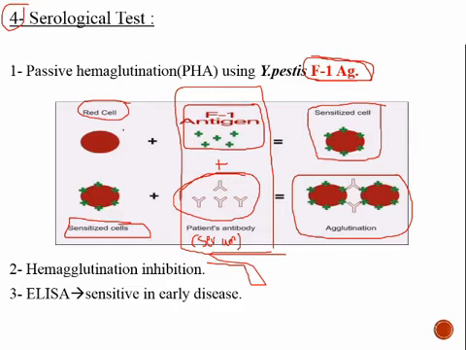So to make this reaction for sure visible, I attach my antigen to the surface of red blood cells like this, and if the antibody exists, it will cause bridging between the adjacent red blood cells carrying the antigens on their surfaces, thus causing hemagglutination.